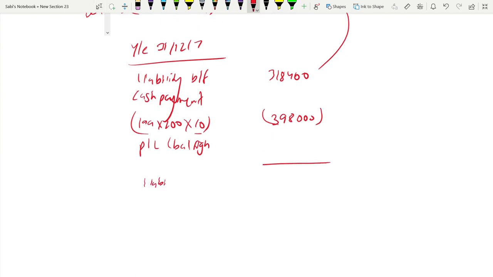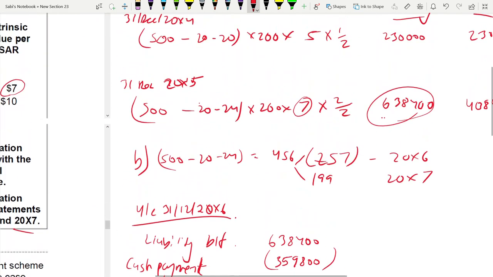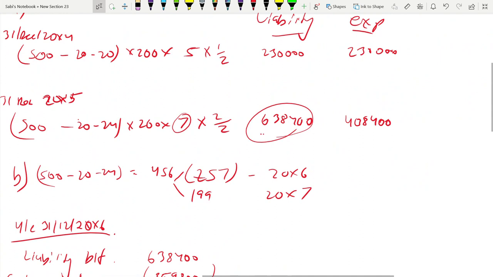Liability carried forward. Remember, liability carried forward at the end. After this, we don't have any more years. It's nil. It will be nil. So here it is 79,600. So this remaining liability, you transfer to profit and loss. Okay. That's it.